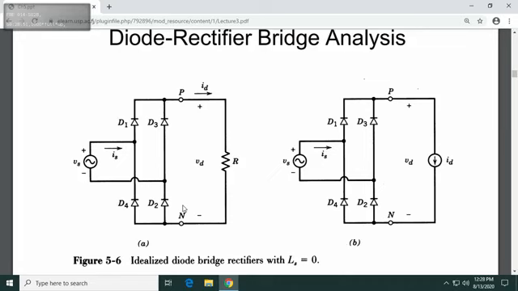Okay. Try to recall the path that current takes during the positive cycle and the negative cycle. How do we get a ripple? Because we have the source flowing from positive to negative. Positive and negative, positive and negative. What happens when the negative cycle goes on top of the positive cycle? Okay.